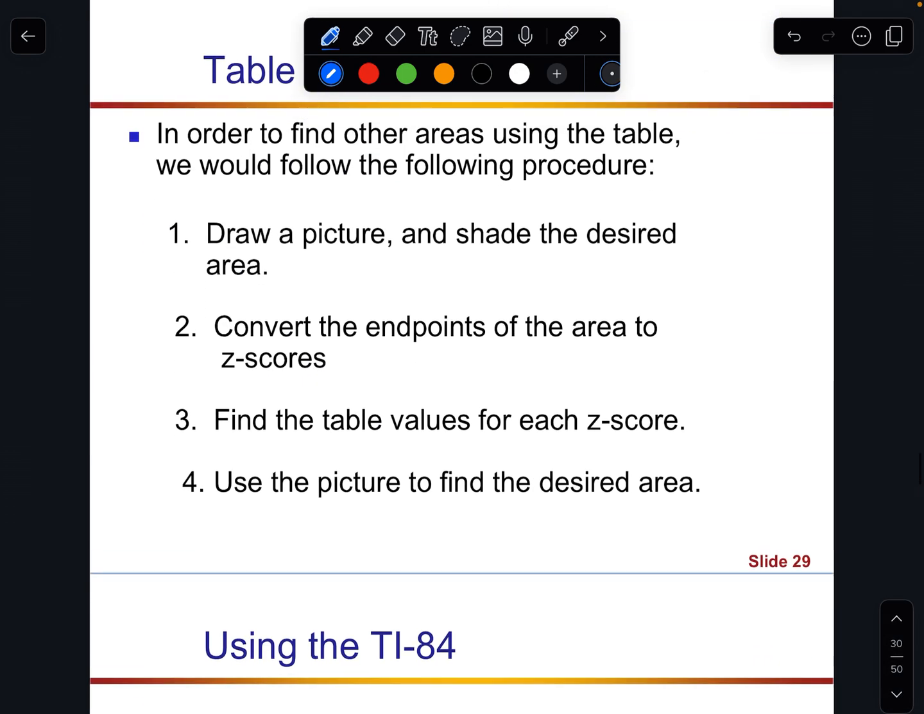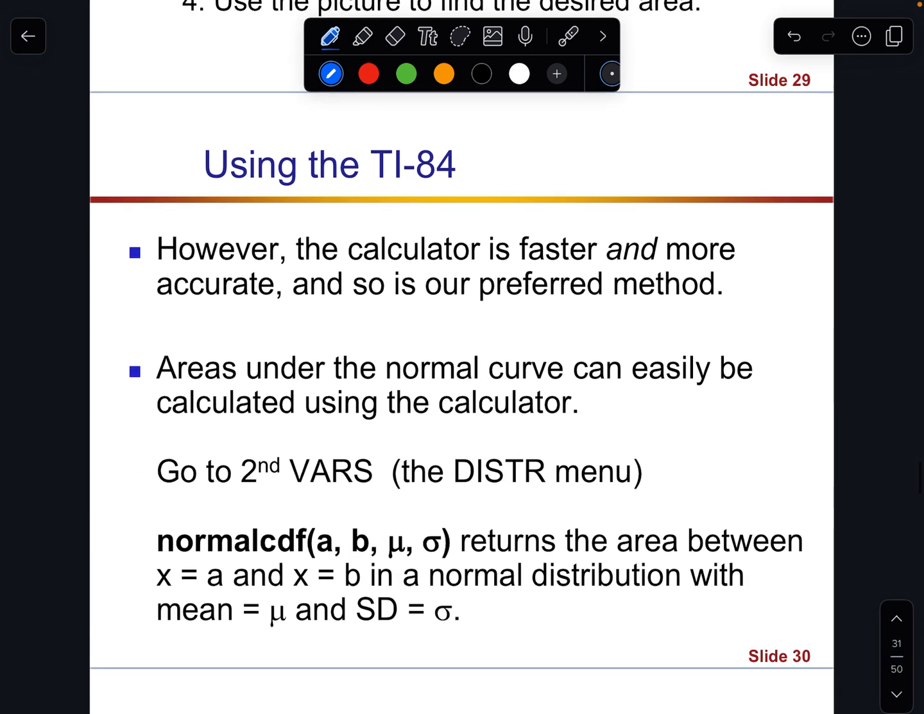Obviously, we're not going to be doing it by hand. We're going to be relying on our TI-83 calculator. It's a much faster and more correct way to go about doing it. Some of the directions can be pretty simple. We're going to go to second vars. So we'll click the second button and then click vars. It's right next to our clear button.